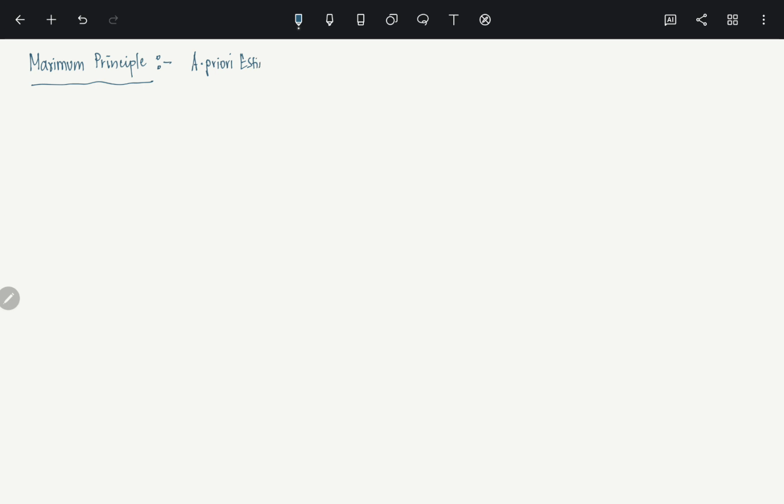An a priori estimate is essentially this: given an equation, we do not know whether that equation has a solution or not. Any equation, it doesn't really matter. Let's say Ly equals 0. You do not have to know whether there is a solution or not. What we will do is assume that z solves it. Now, can we say something about z?